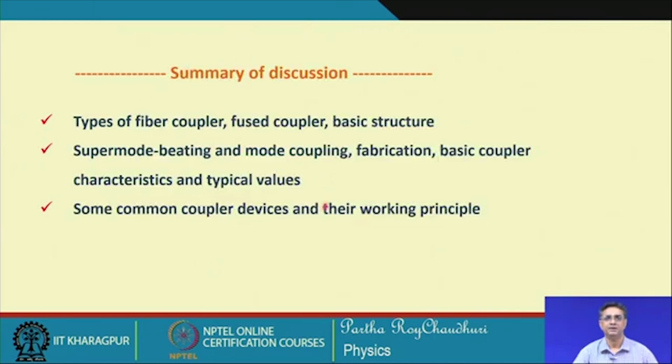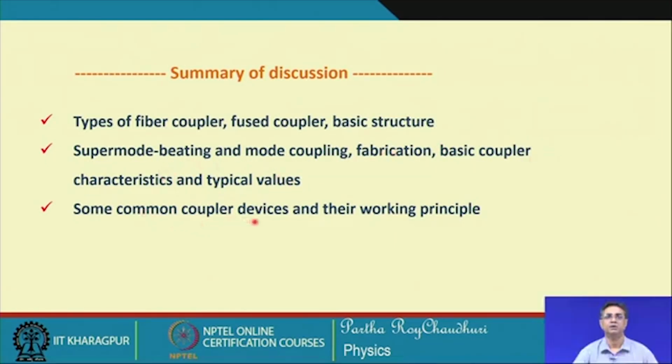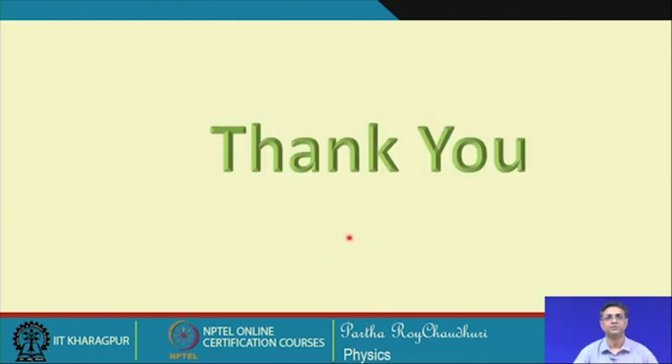So, in this context we have discussed the types of fiber coupler, side polished fiber coupler, then fused fiber coupler, then their basic structures, but most of them can be explained from the super mode beating or the mode coupling, cladding mode coupling. And then the basic coupler characteristics and some typical values, some common coupler devices and their working principles. Part of this will be taken up in the next discussion. Thank you very much.